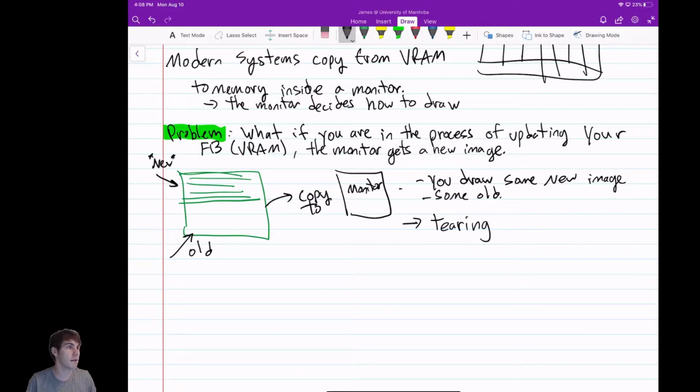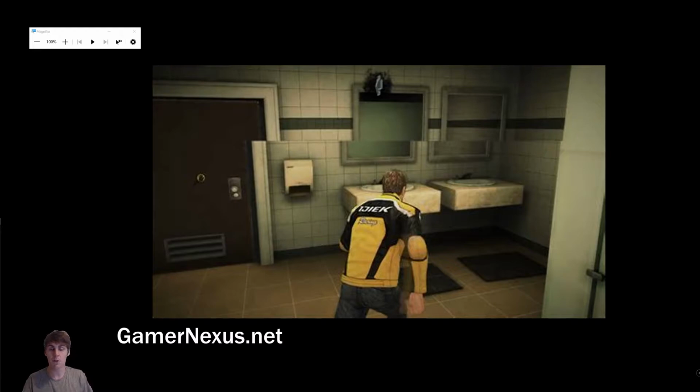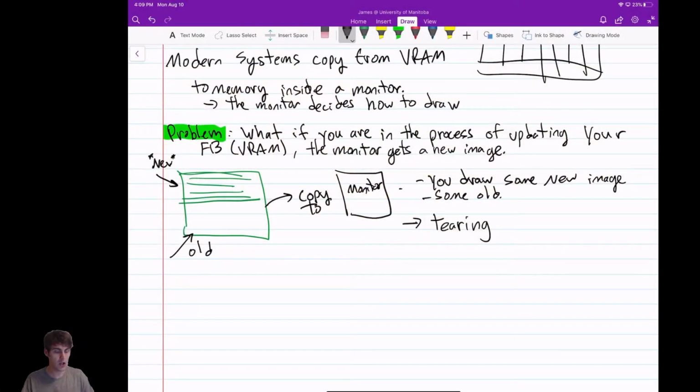I thought I had a slide on this, but it's not in my notes. There it is. So here's an example of tearing. Here's a picture from a game, and you see they're moving quickly. Here's the new image, because the person must have moved to the left, so everything moved to the right. And then the old image is still in the frame buffer. They didn't copy the whole thing over yet. Uh-oh, right? So that's called tearing.